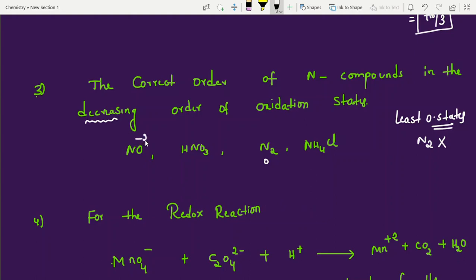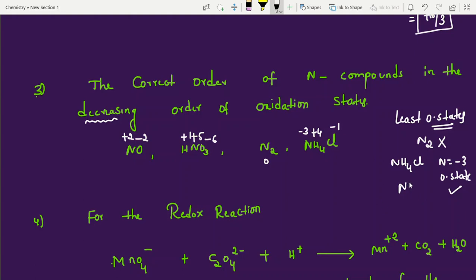This is minus 2. This is plus 2. Minus 6. Plus 5. Plus 1. This is 0. Minus 1. Plus 4. Minus 3. See, he is the guy. In NH4Cl, nitrogen is in the minus 3 oxidation state. He is the guy with the least oxidation state. Is it clear? Like that we have to check each and everything.